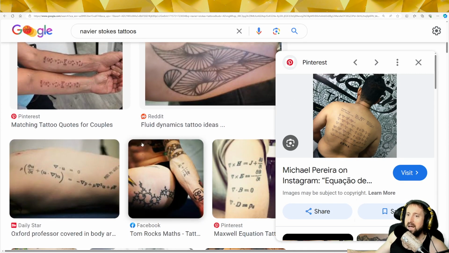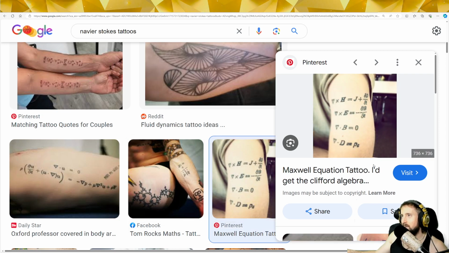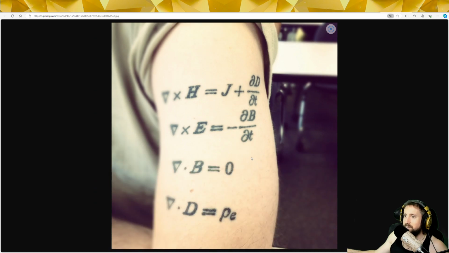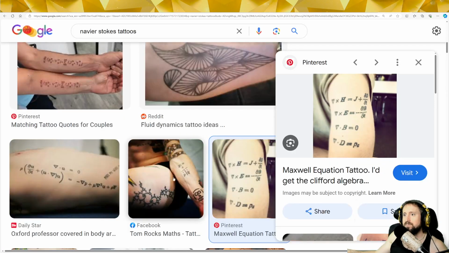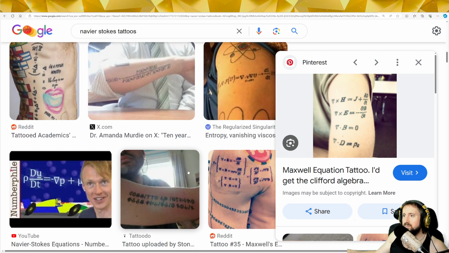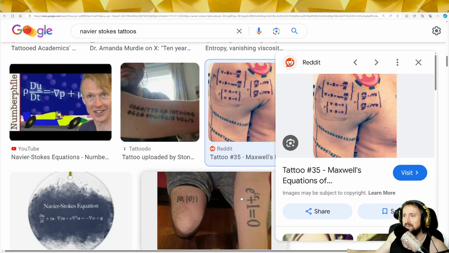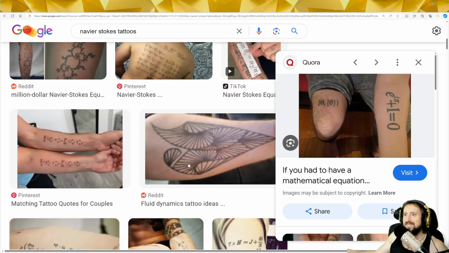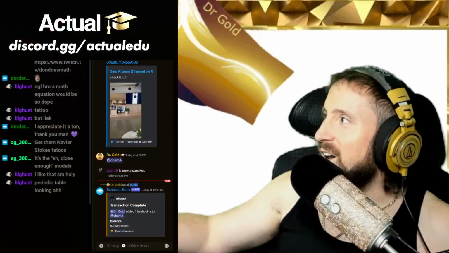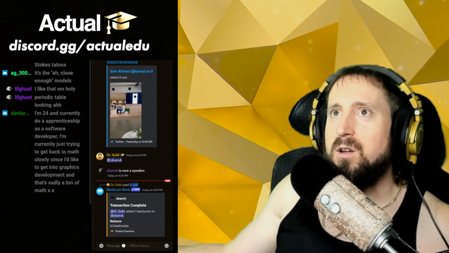I've never gotten tattooed. This is cool. These are the Maxwell equations, very important for describing electromagnetism, so electric fields and magnetic fields. Yeah, this is very cool. This is very cool as well. More Maxwells. e to the i pi plus 1 is 0. Yeah, that's cool. If I were to get a tattoo, it probably would be something mathy or cool.